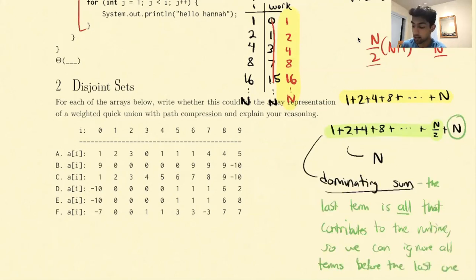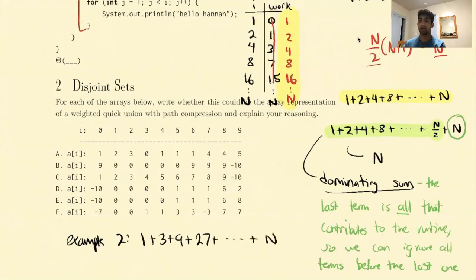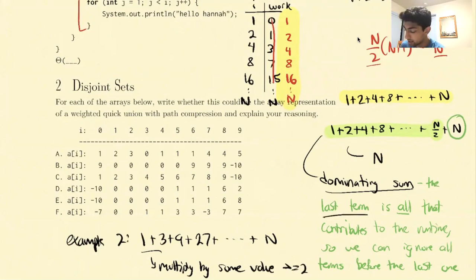Okay, there are other examples of dominating sums. Another example is 1 plus 3 plus 9 plus 27 plus n, right? Anytime that we have some sort of multiplicative factor, right? If we ever multiply by some value greater than or equal to 2, we can see that we have such a dominating sum, in which case the last term is the only term that really contributes to the runtime.